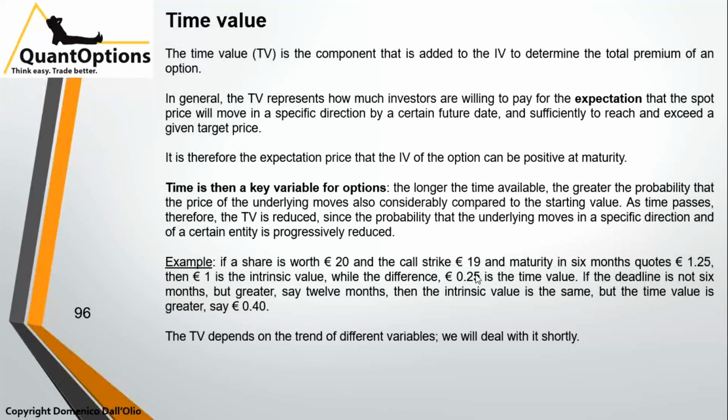Example: if a share is worth 20 euros and the call with strike 19 and maturity in 6 months quotes 1.25, 1 is the intrinsic value, 20 minus 19, but the difference, 25 euro cents, is time value. If the deadline is not 6 months but greater, say 12 months, then the intrinsic value is still 1, but the time value is greater, let's say 0.40. So the option price is 1.40 instead of 1.25. Time value depends on the trend of different variables. We will deal with it shortly.